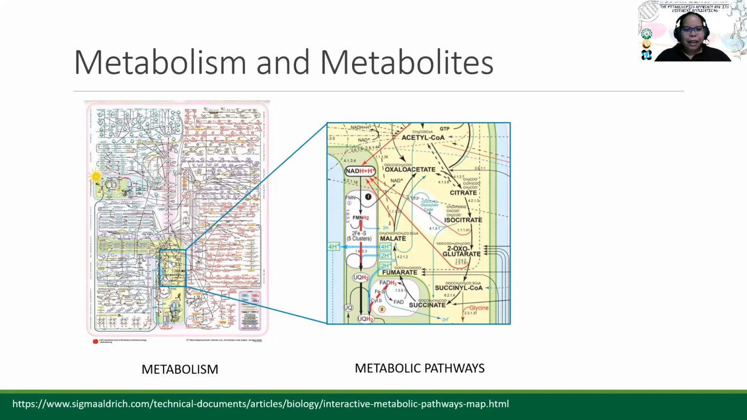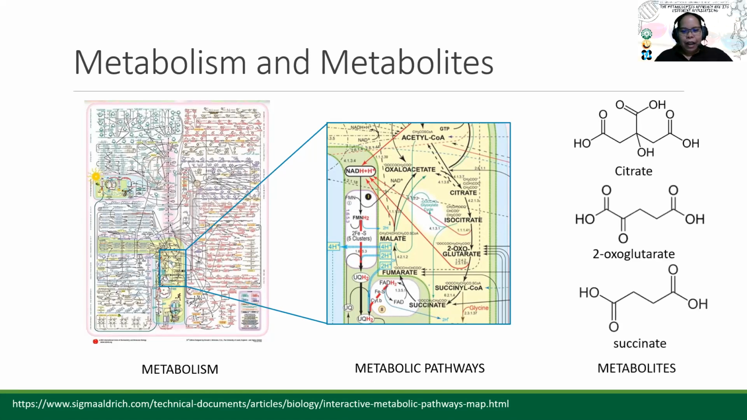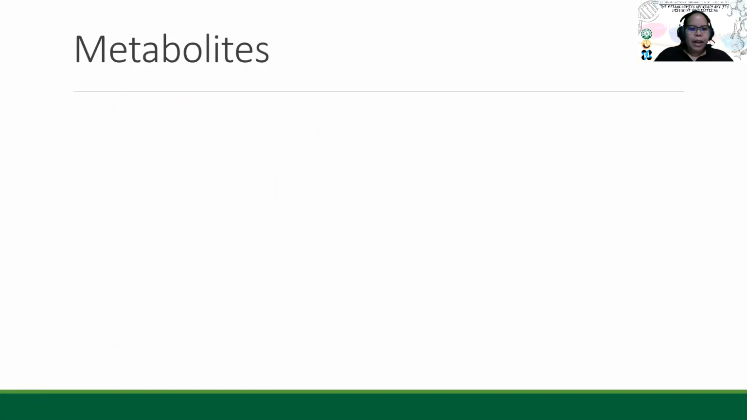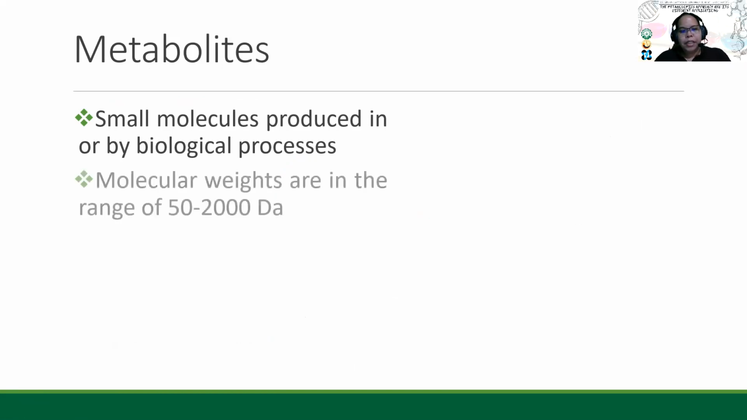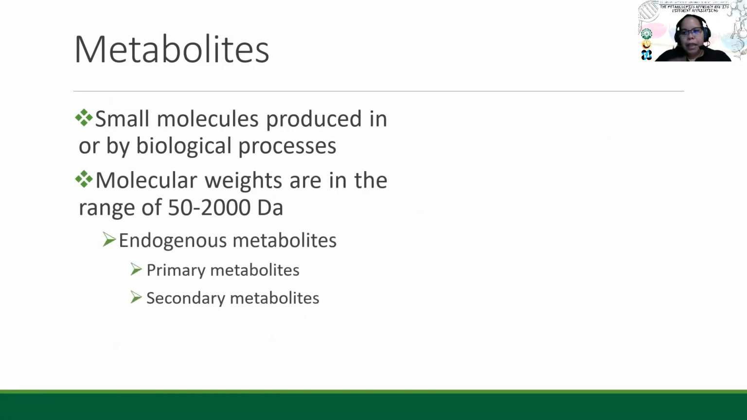Just now I have already mentioned metabolites. Metabolites, in this case, make up your metabolic pathways. They are the substrates, the products, and the intermediates of the metabolic pathways. These metabolites are small molecules that are produced in or by biological processes. They are in the molecular weight range of 50 to 2000 Dalton, and they can be endogenous.